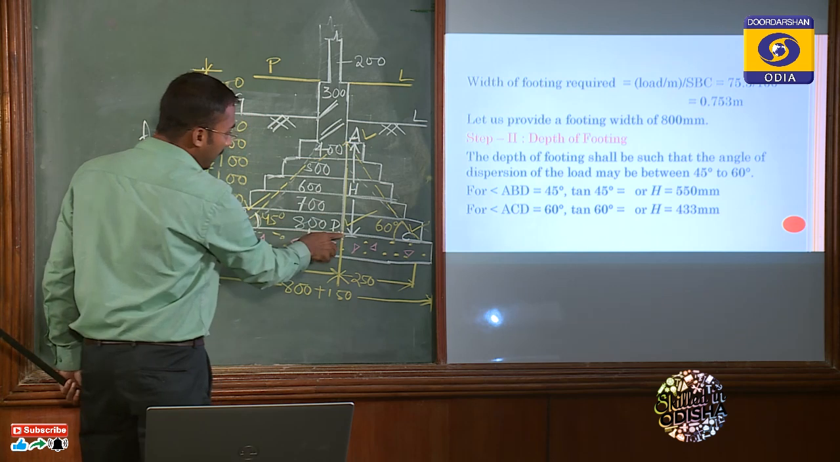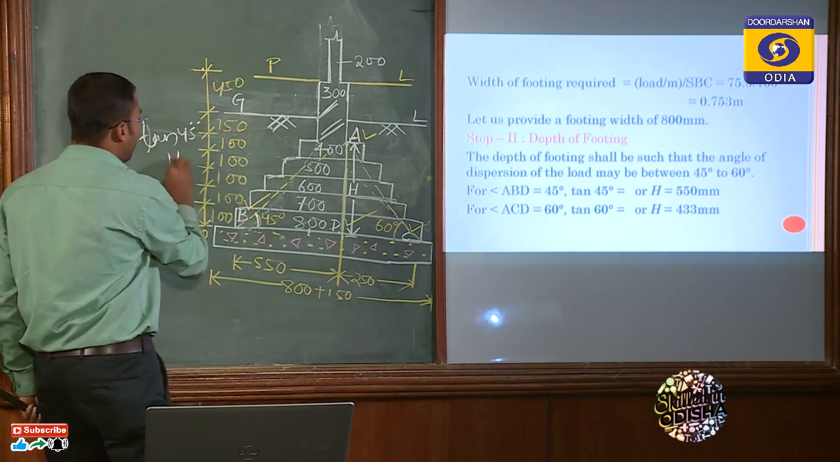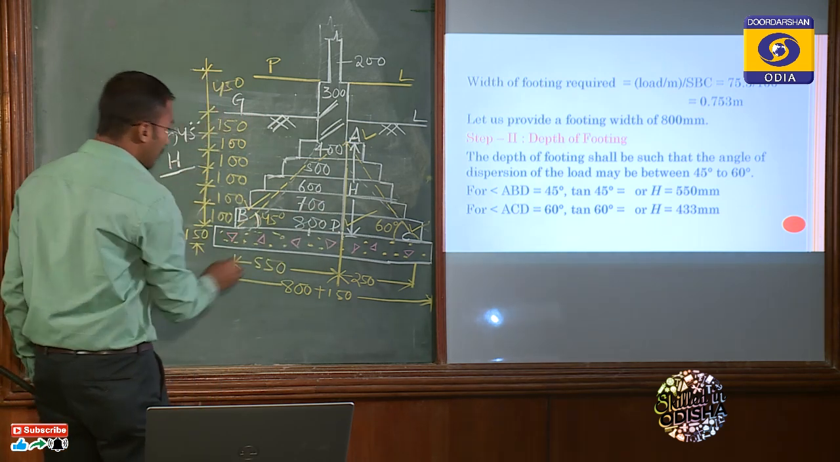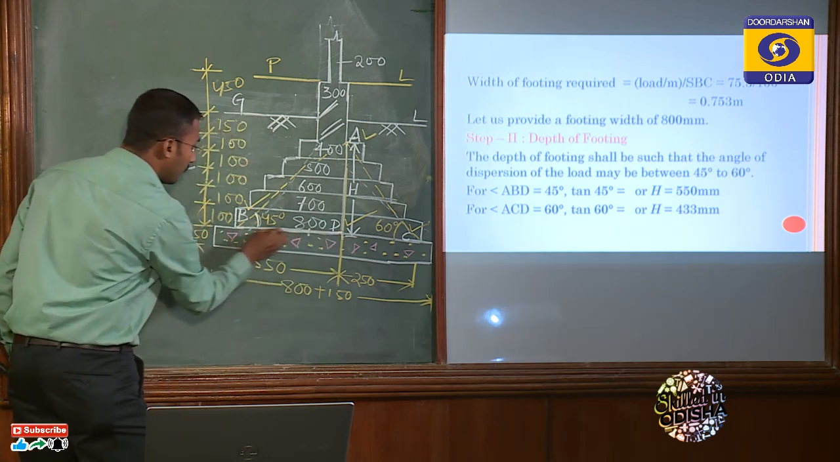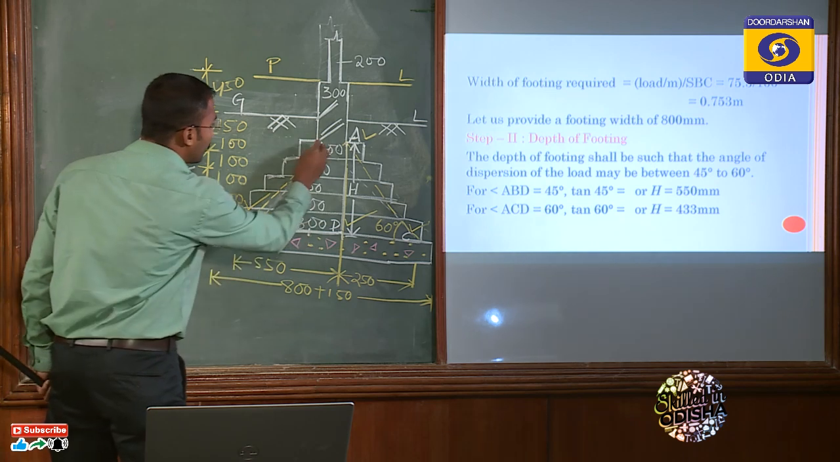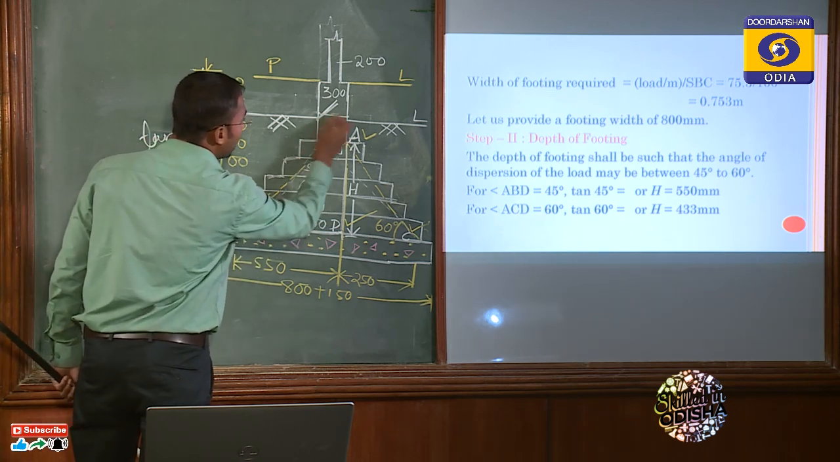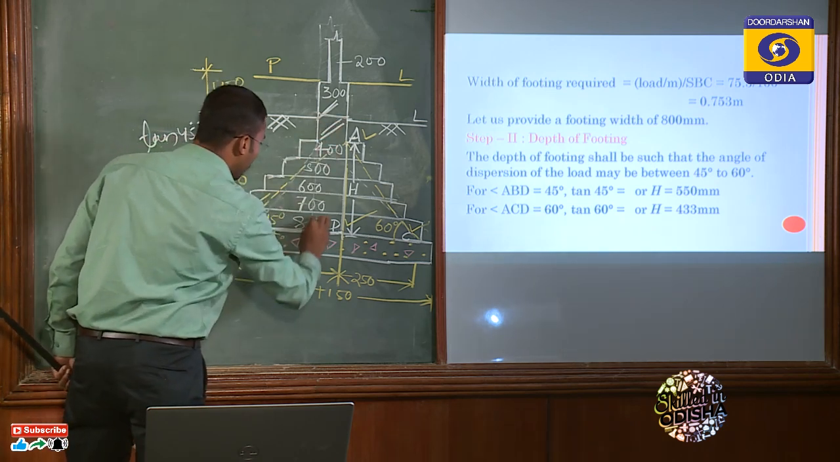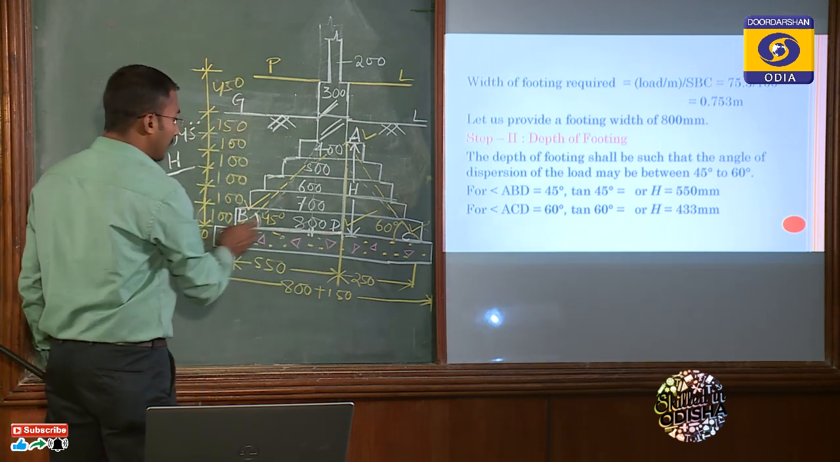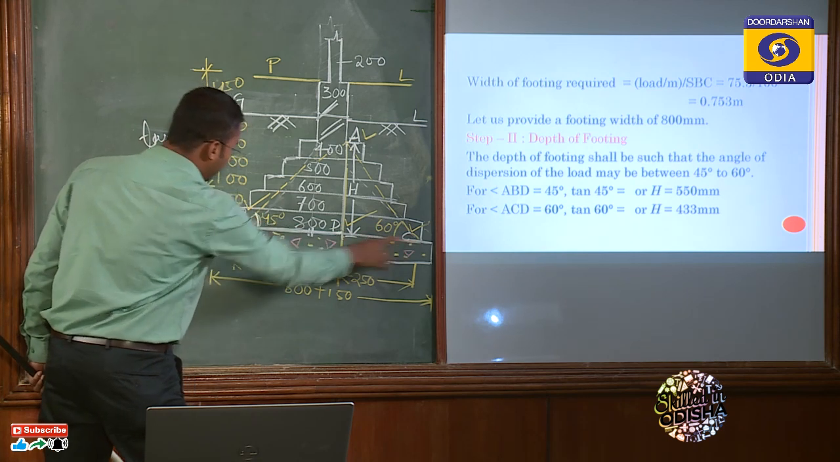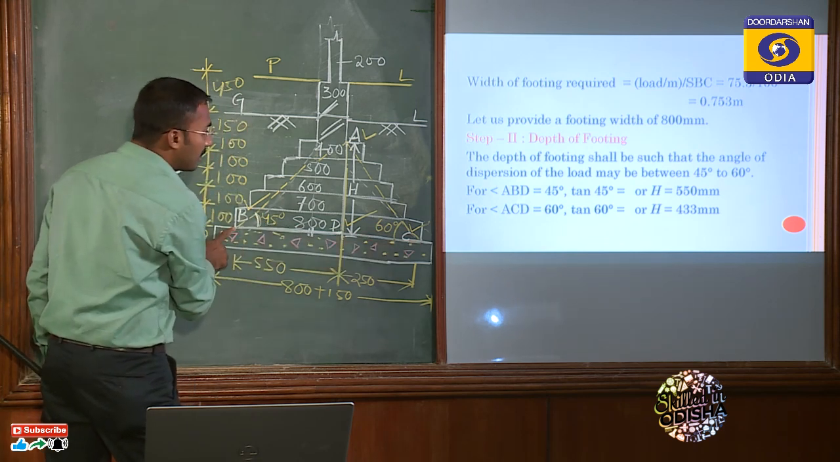So this is the P, H. So tan 45 degree equals H by this portion, which is B. So how to calculate this portion? Look here, this is 300 millimeter. So this portion is 300 millimeter, and the total width from this to this is 800 millimeter.